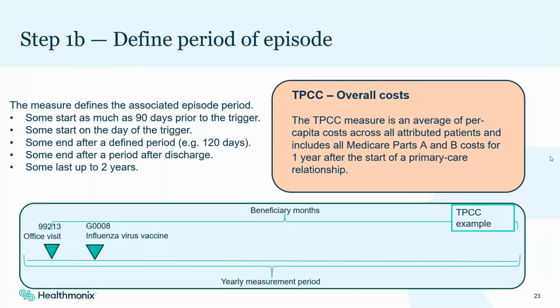Each measure has a different length of an episode. In this particular case, it's always a year. Some of them start 90 days prior to the trigger. Some of them start on the day of the trigger. Some of them end after a certain number of days. Some of them end after a discharge from a hospital. And some, mainly the chronic conditions, can last up to 2 years. Next slide.